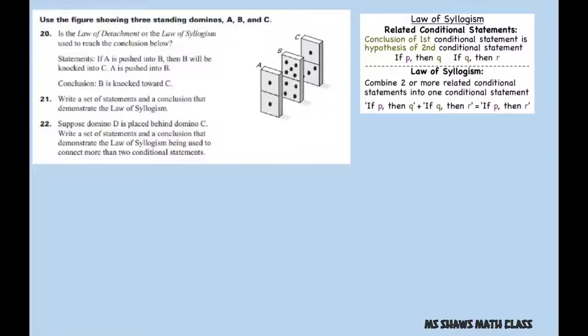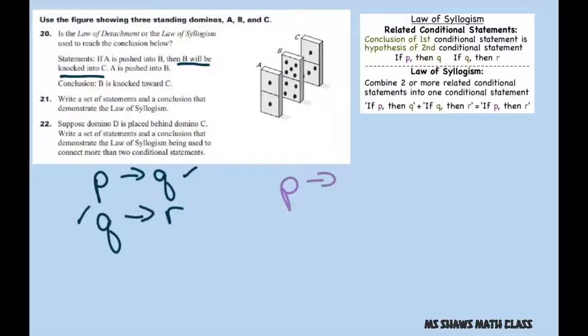So basically, if A is pushed into B, that's P. If P, then B will be knocked into C. So that is Q. Then we're going to say if B is knocked into C, so our conclusion is now our hypothesis, then B is knocked towards C. So our law of syllogism would be if P, then R.